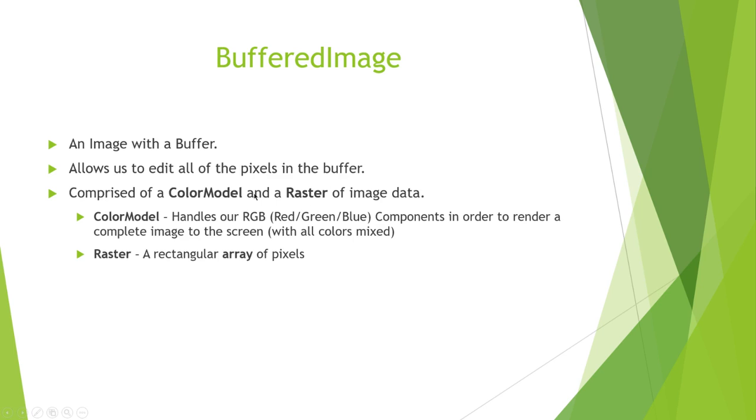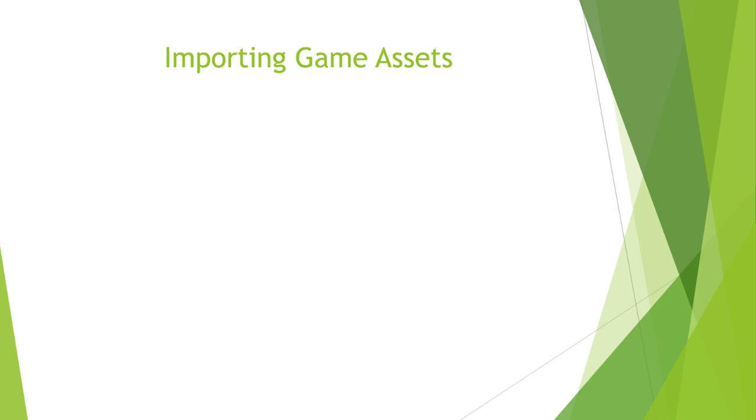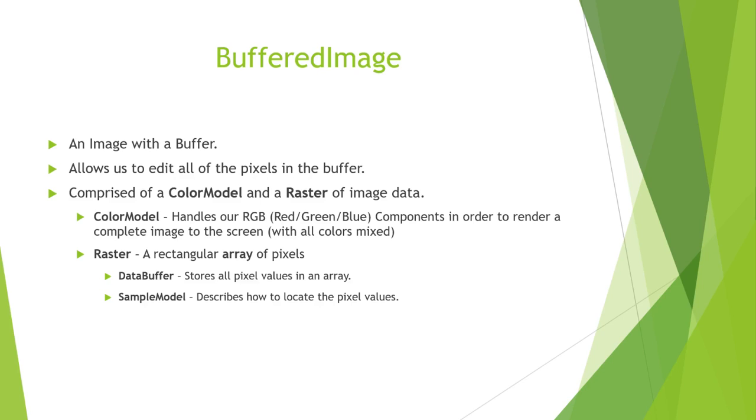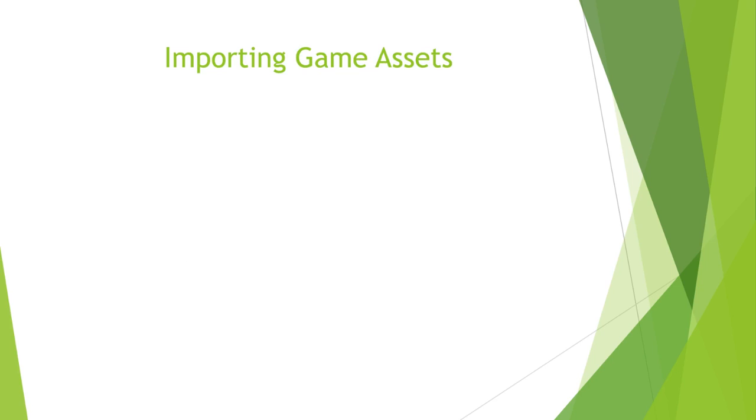What else we have is a raster of image data, and that's just a rectangular array of pixels, which is the pixels array which I already talked about. It's just a data buffer which stores all pixel values in an array. And also, don't worry about the sample model. That just describes how to locate the pixel values, which we're not going to worry about because I just told you how to locate them by default. So now, importing game assets.